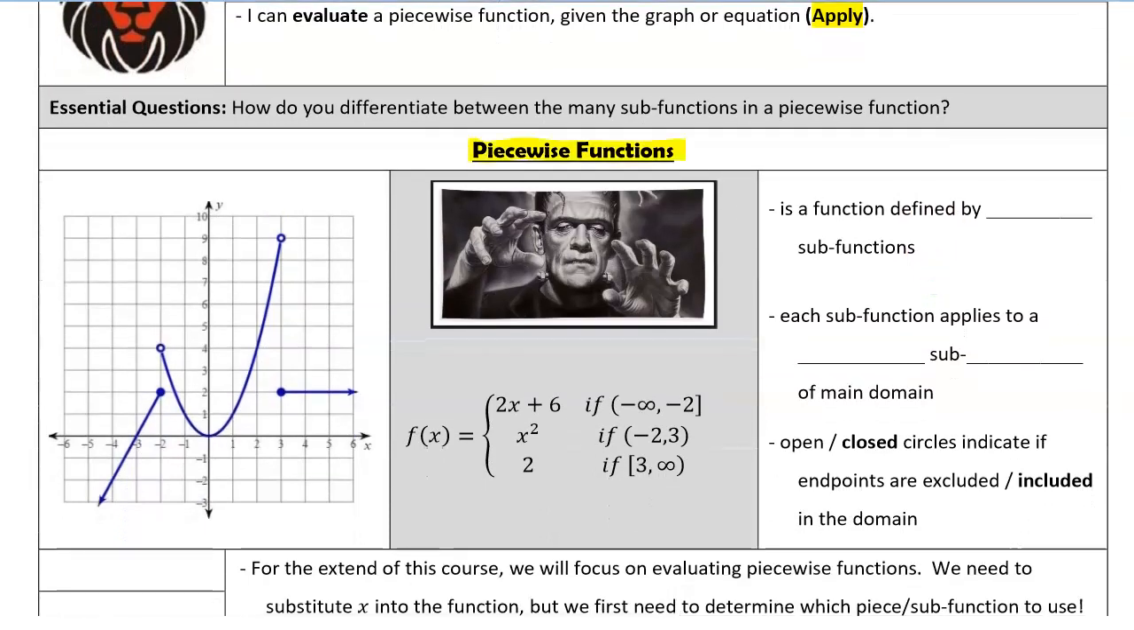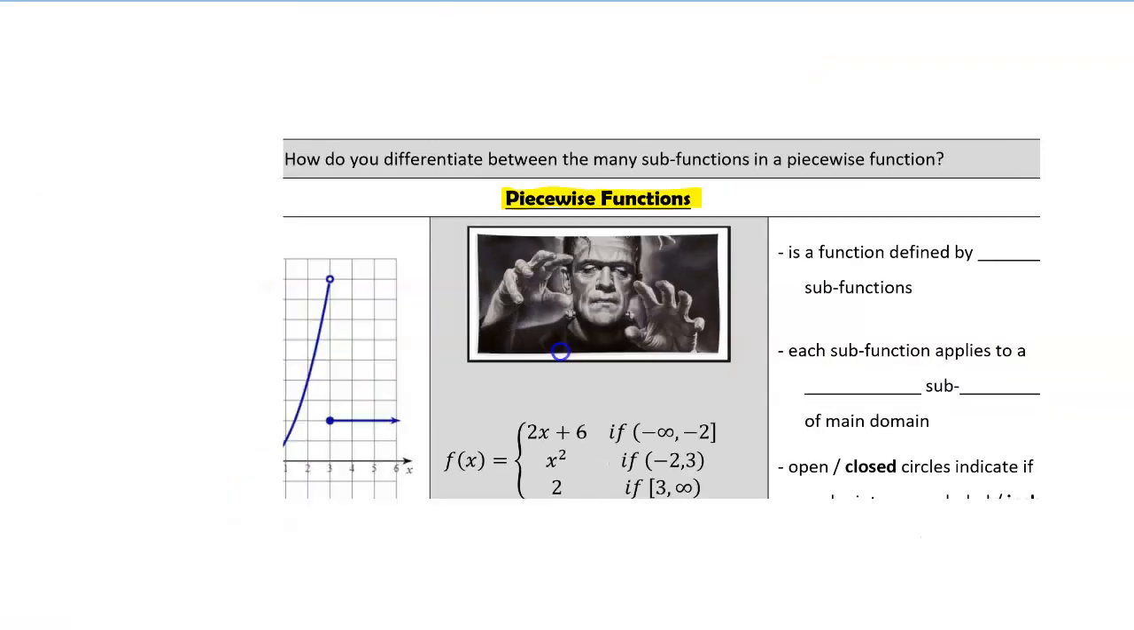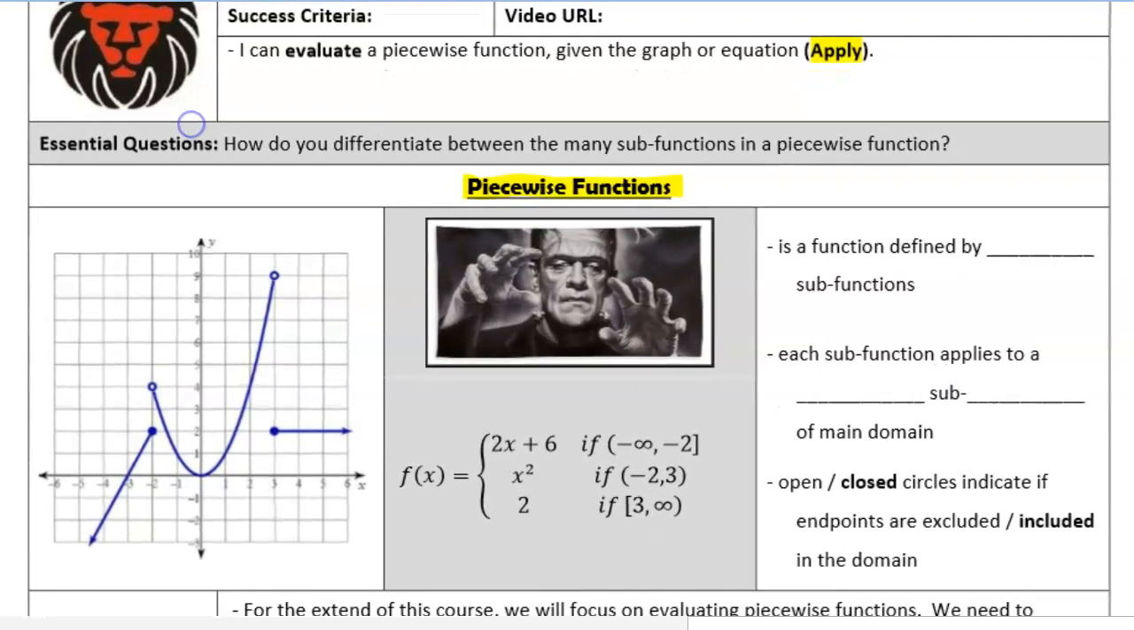This is a graph of a piecewise function, and this is an equation for a piecewise function, and I like to reference them as being very similar to this guy, the Frankenstein monster. Yes, this is the Frankenstein monster. The story behind him is he has been stitched together by Dr. Frankenstein. That's why there's bolts in his neck.